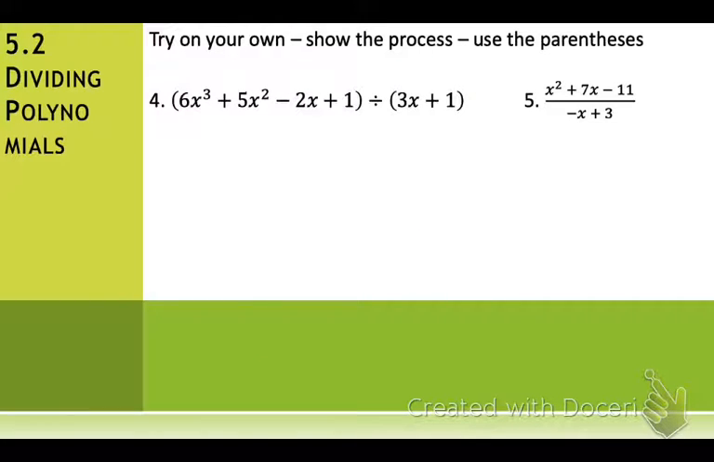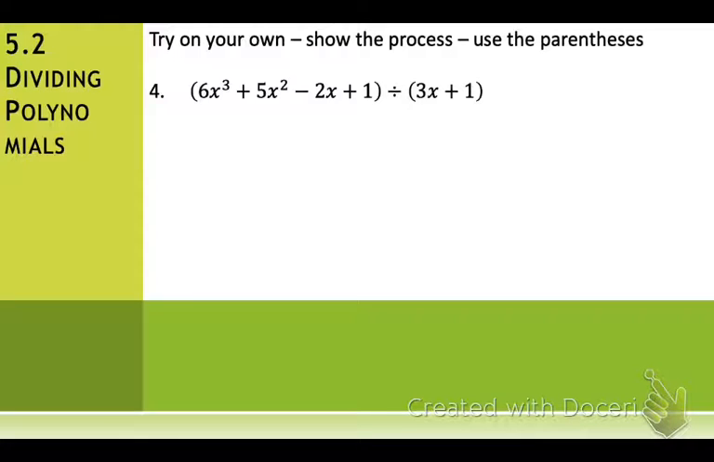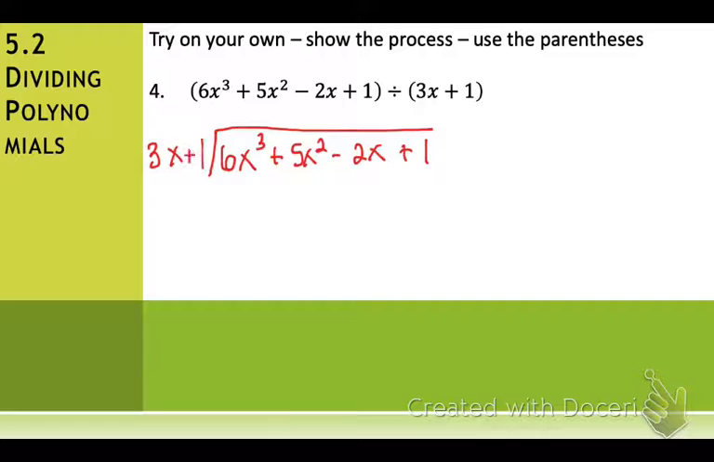All right. 4 and 5, got 2 this time. Take a few minutes to try these two on your own. All right, as I write it down here, I kind of try to plan ahead where I'm putting it. I did not need any placeholders here. Divided into 3x plus 1.